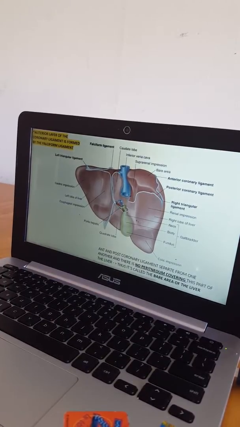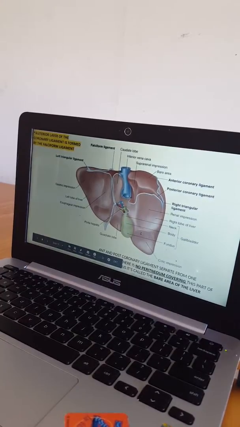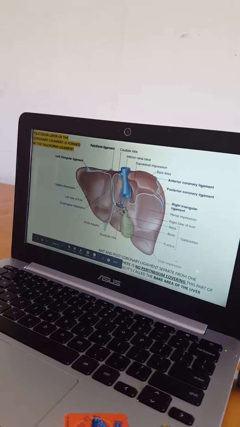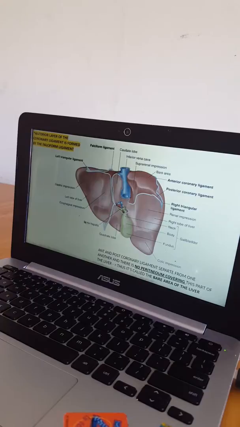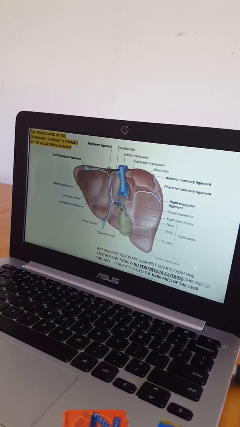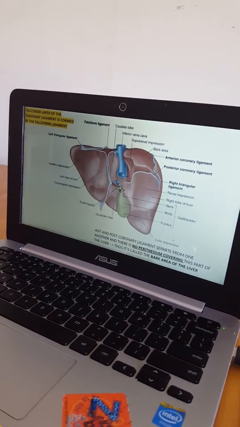So the gallbladder has neck, body, and fundus. This is the colic impression, which I was talking about, the right colic flexure. And then this is known as porta hepatis. Porta means portal vein, and hepatis means liver. So this is because of the exit and the entry of the vessels. So that's why this area is known as porta hepatis.